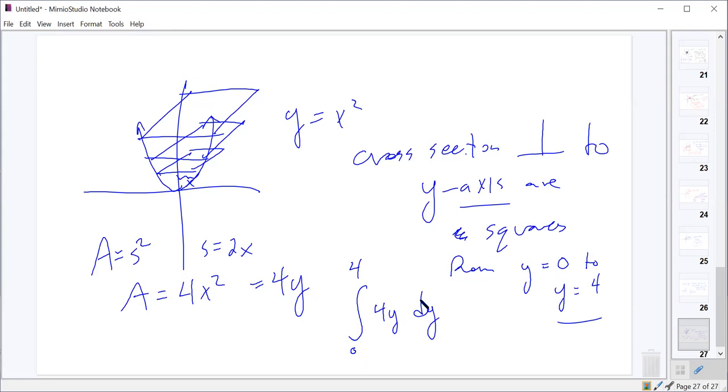Good or no? Good. Okay, so that's the other thing, is doing them in terms of y. Less often that they show up in terms of y, but sometimes they do.